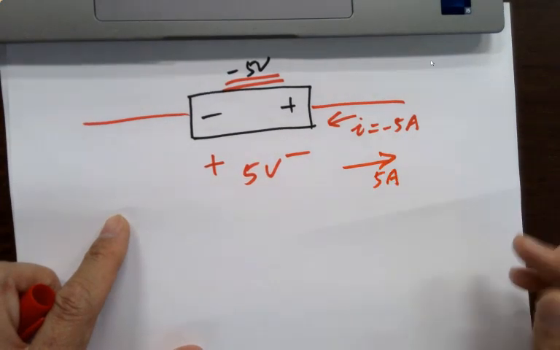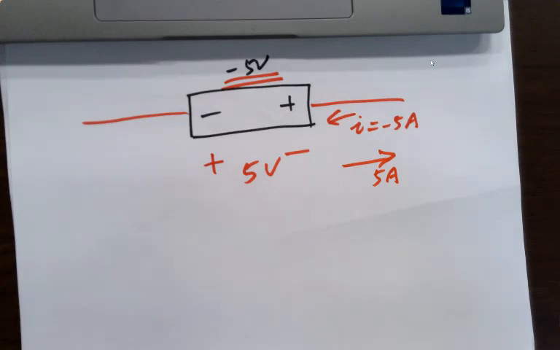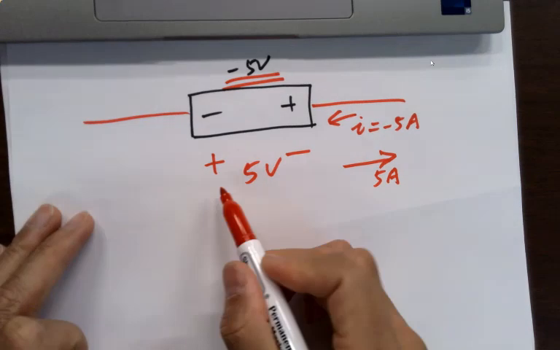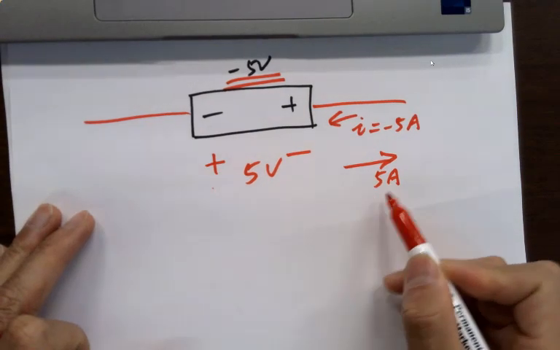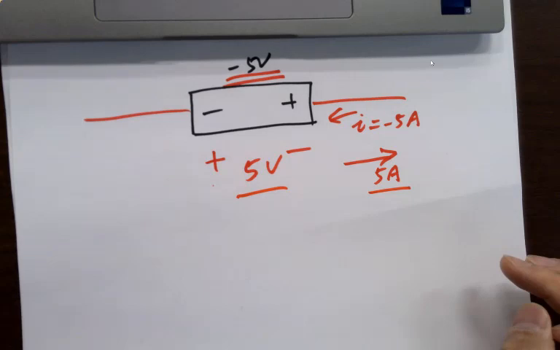5 amps. Okay, so eventually, for this component, it doesn't matter if it's a battery, a resistor, or a current source, it could be anything. There's just one physical voltage drop, one physical current flow. It's going to be left to right, 5 volts, left to right, 5 amps. So now you can analyze and answer a lot of questions. What are they?